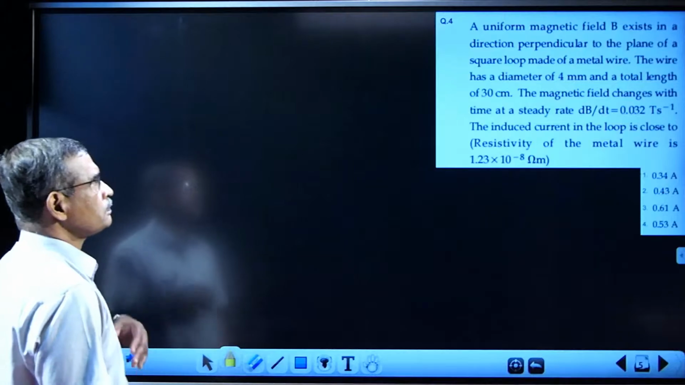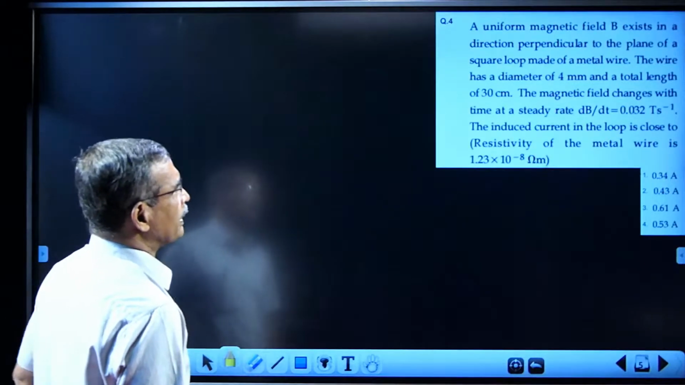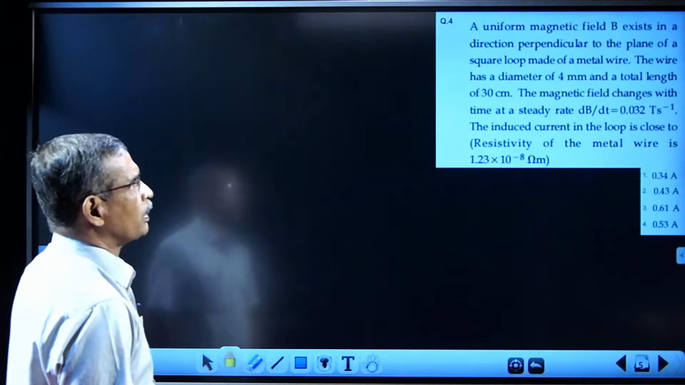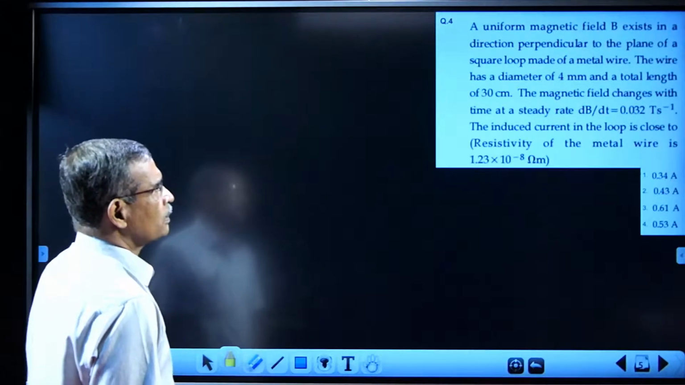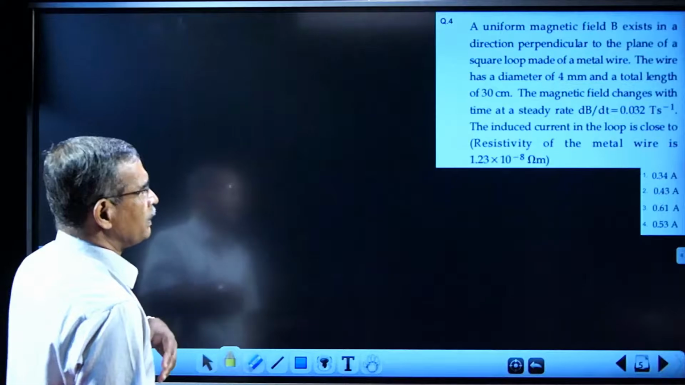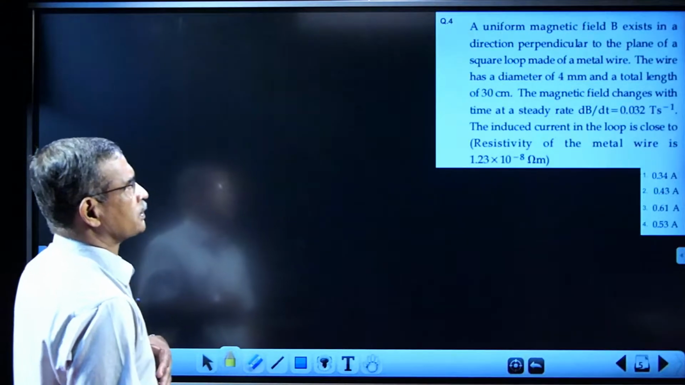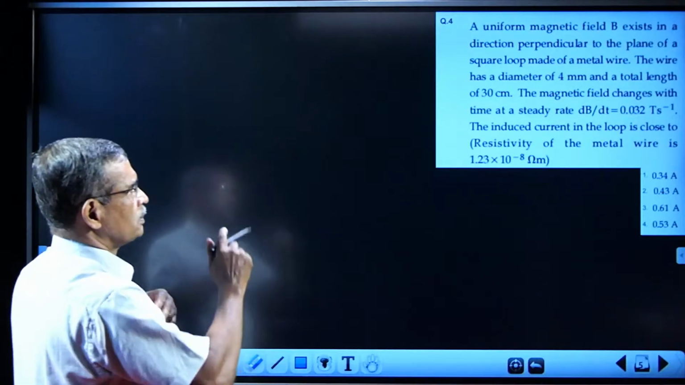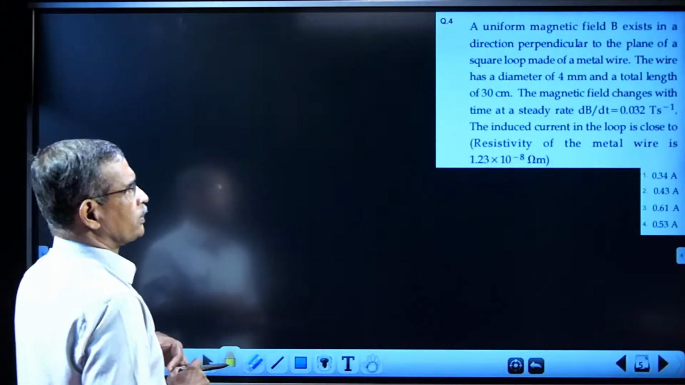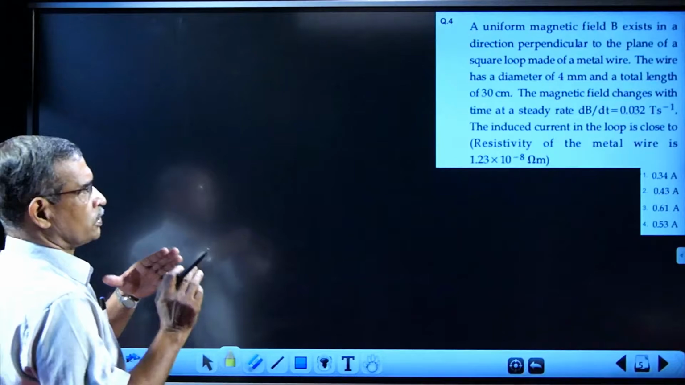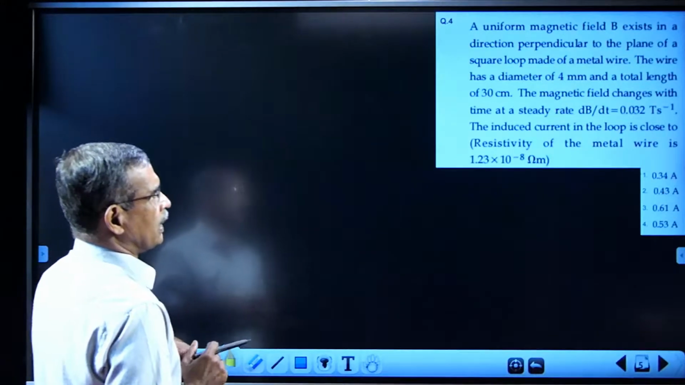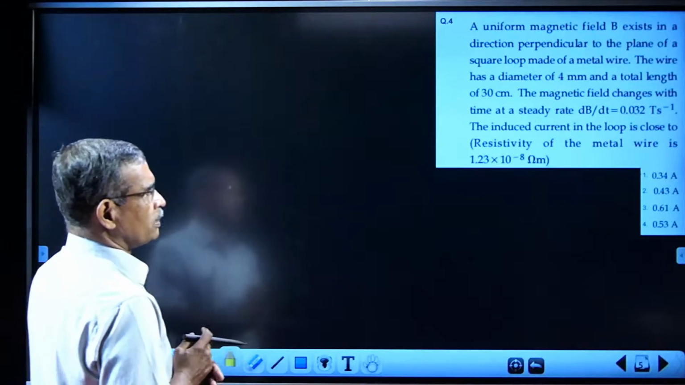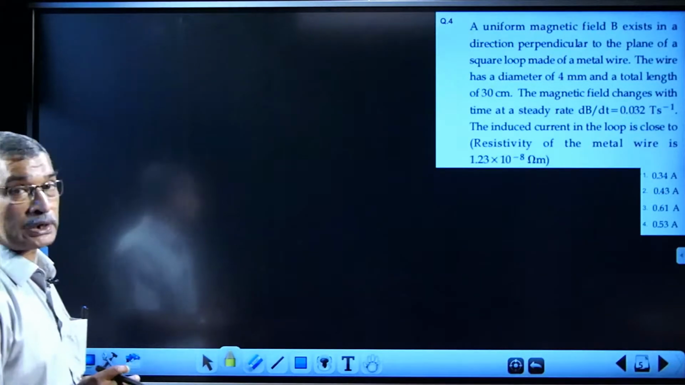Next. A magnetic field exists in a direction perpendicular to the plane of a square loop made of metal wire. The wire has a diameter of 4 mm and a total length of 30 cm. The magnetic field changes with time at a steady rate of dB/dt = 0.032. The induced current in the loop is close to: the resistivity of the material is given, and we need the induced current.